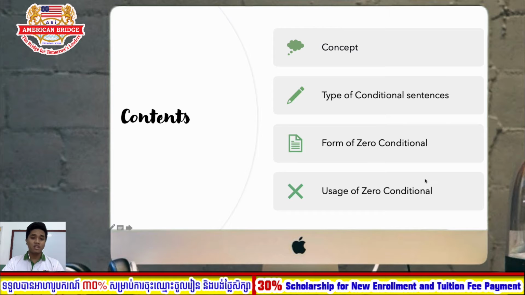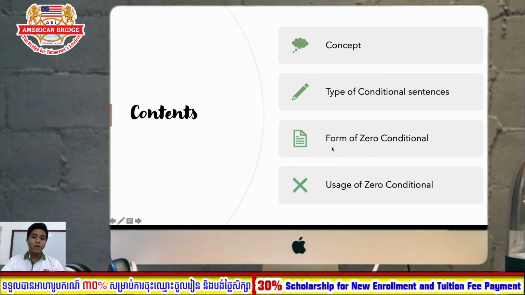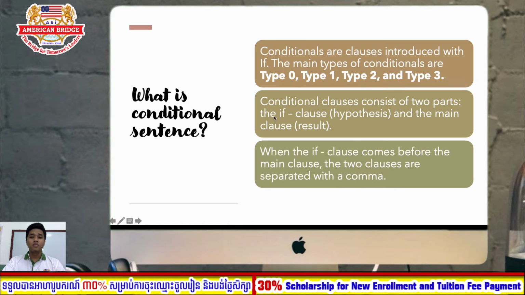As you can see on the content right here, there are a few points that we will discuss. First of all, we will look at the concept of conditional. What is conditional? And then there are different types of conditional sentences, but the focus of this lesson is on the zero conditional. That is why we will only study the form and the usage of the zero conditional. So without any further ado, let's look at the first point, which is what is a conditional sentence.